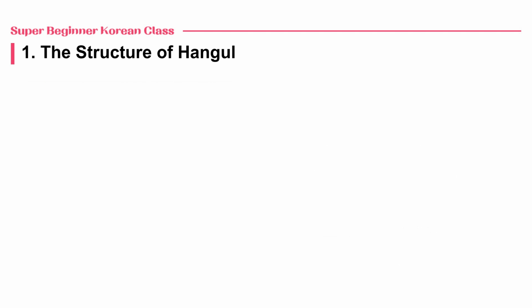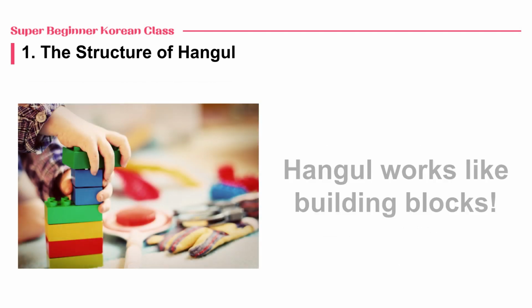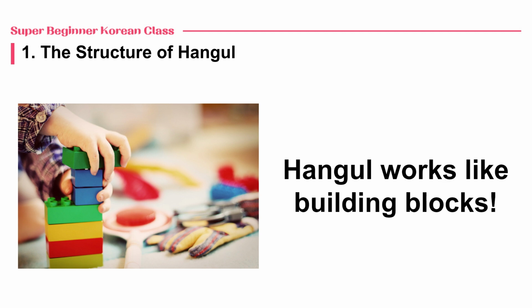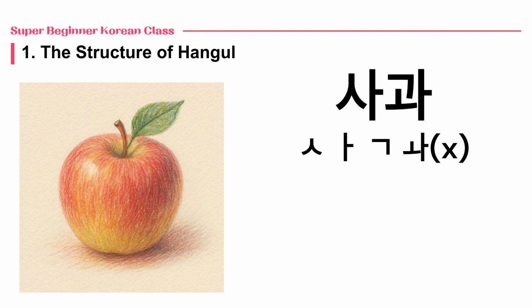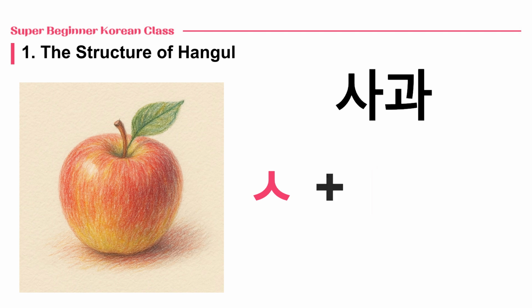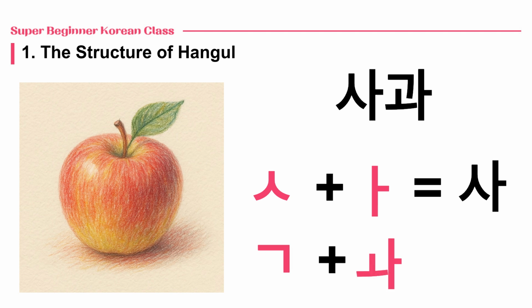Have you ever played with building blocks? Hangul works just like that. We combine sounds together like pieces of a block. Let's see how we write apple in Hangul. We put the sounds together to make one syllable. For example, 시옷 and 아 come together to make 사. Then 기역 and 와 come together to make 과. So 사과 means apple in Korean.